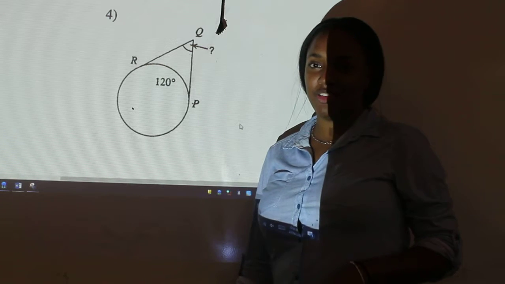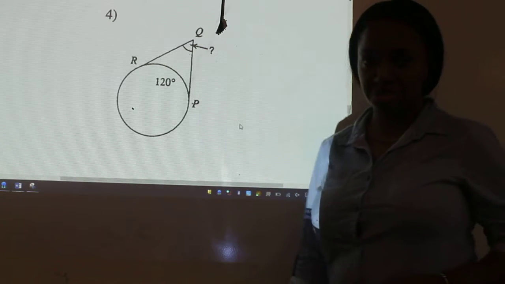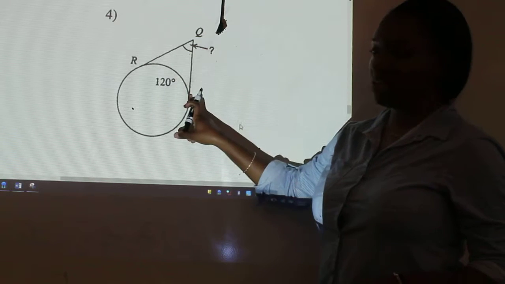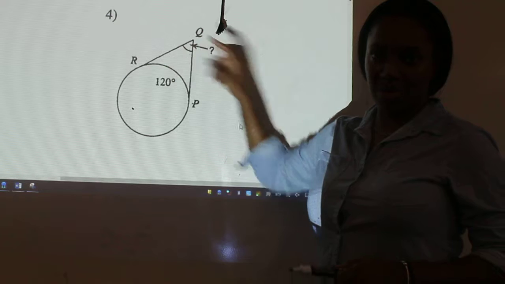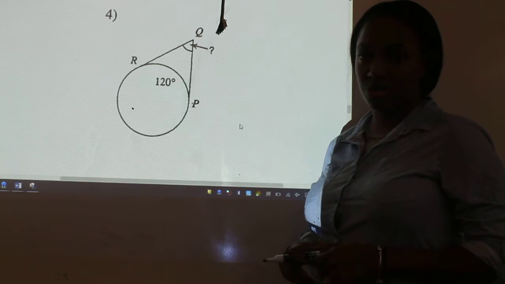Today we're going to talk about finding angle measures when we have tangent lines that are intersecting with a circle, and we want to find the angle that's on the outside of the circle.